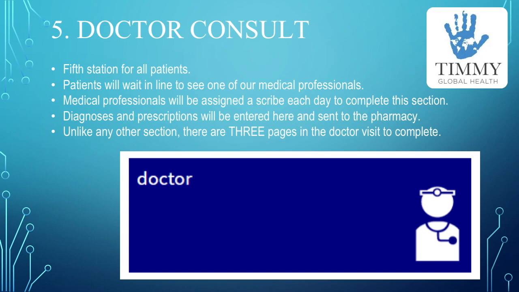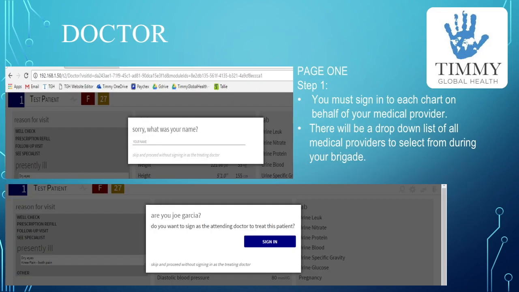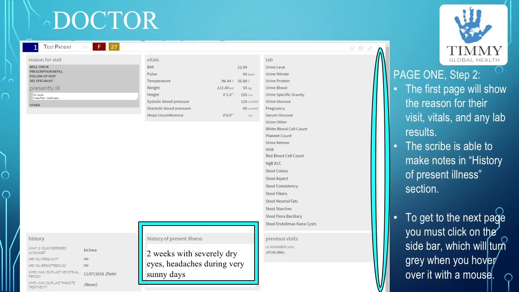Now, unlike any other section, the doctor consult page has 3 different pages for the scribe to complete. The first step is when you sign into any patient, it will ask you what your name was. You should sign into the TimmyCare patient based on what your provider's name is. And there should be a drop-down menu here for any provider on your brigade. So once you sign in, you'll see the first page.